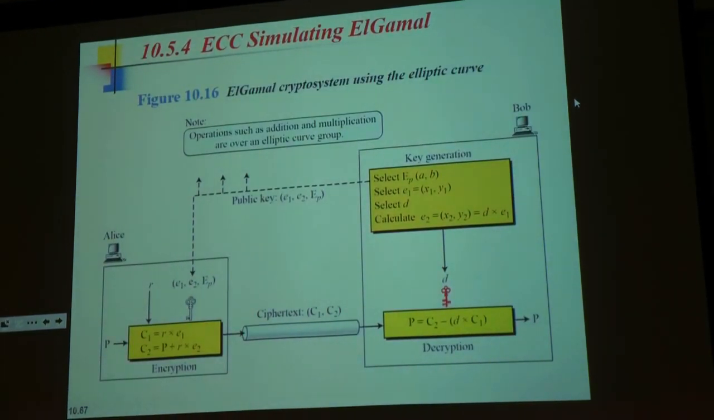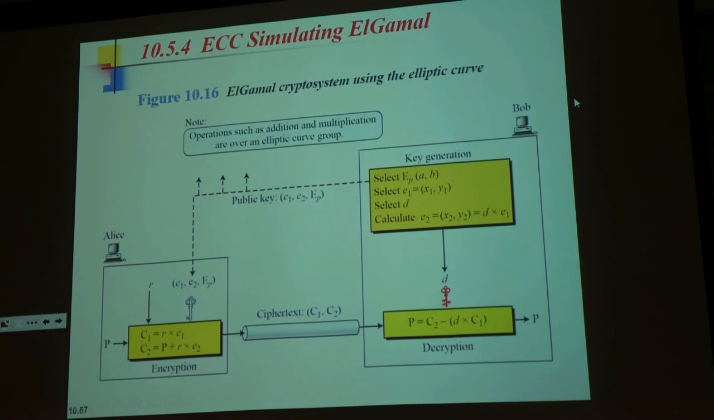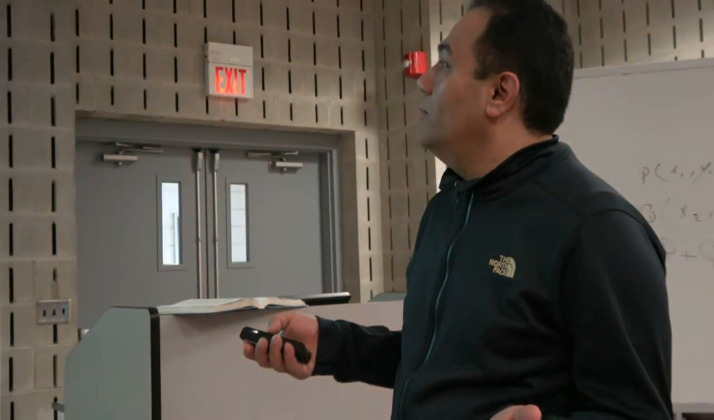So let's see how to use it for ElGamal. Same thing. Here we're going to simulate ElGamal, the cryptosystem using elliptic curves. So what you do, select E_p(a, b). P is the modulo, and you know where A and B are coming from, right? From here.